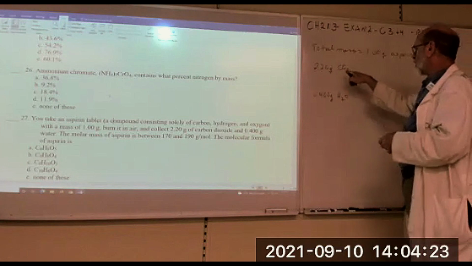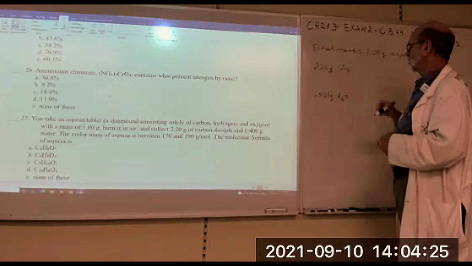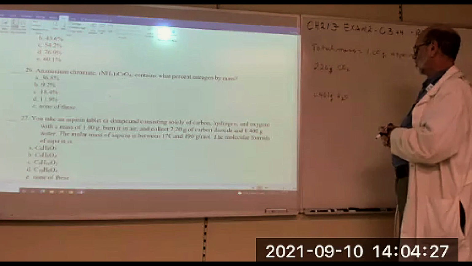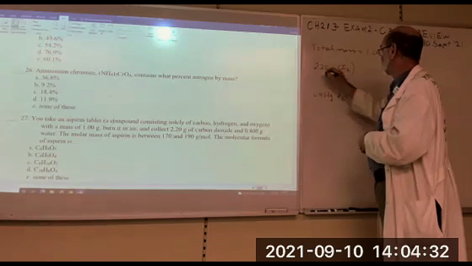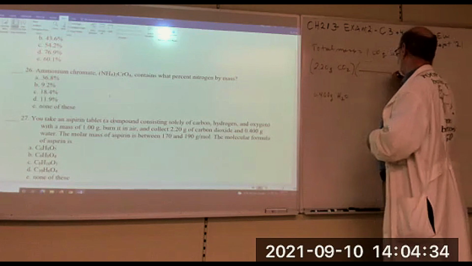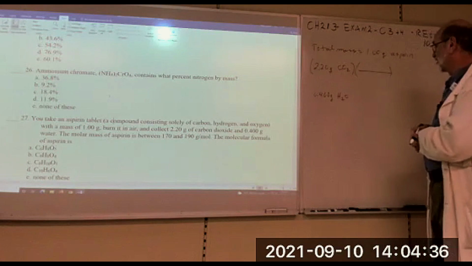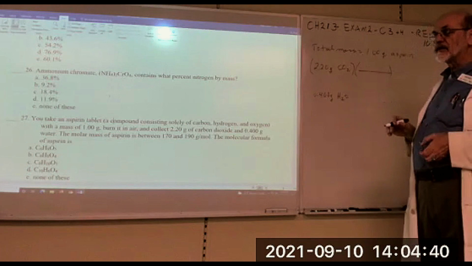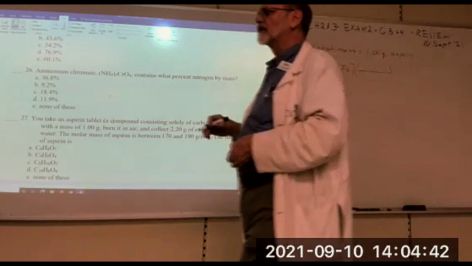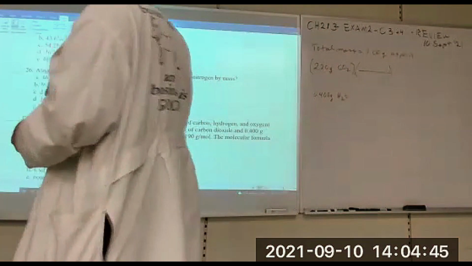Okay, so how much of this mass is carbon? Well, we need the mass percent, don't we? And you can use molar mass. CO2 is what? 12.01 and 32.